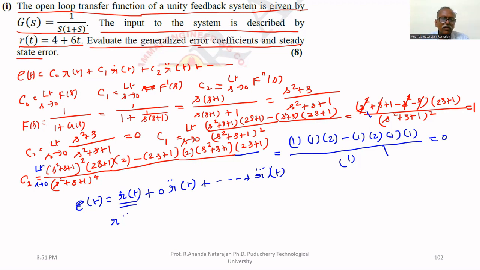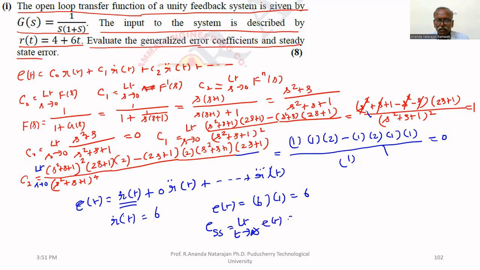Let r(t) = 4 + 6t. Therefore, r dot(t) = 0 + 6. Therefore, e(t) = 6 multiplied by 1 equal to 6. e steady state equal to limit t tends to infinity e(t), that is equal to limit t tends to infinity 6, equal to 6. Therefore, steady state error is 6.